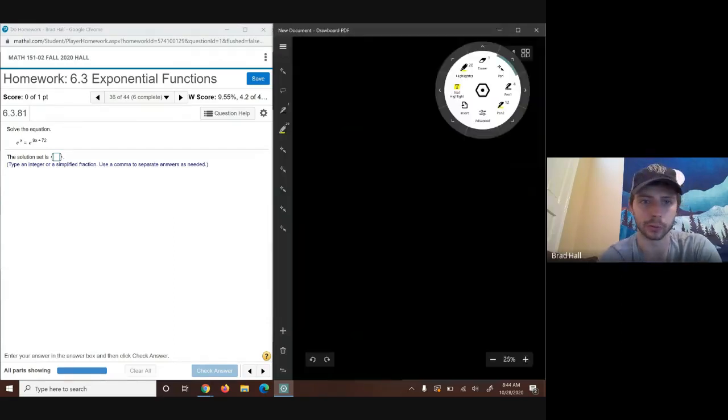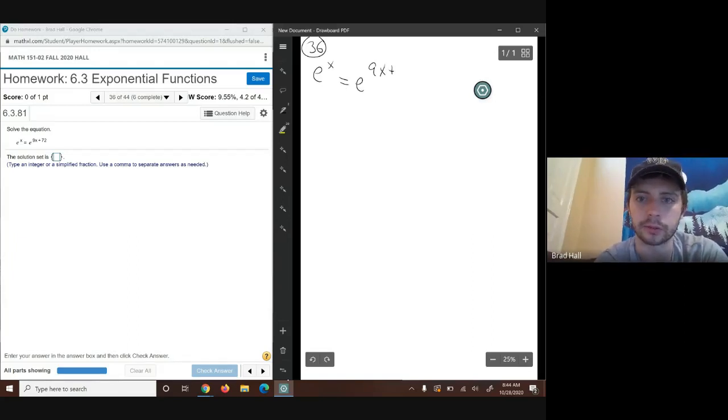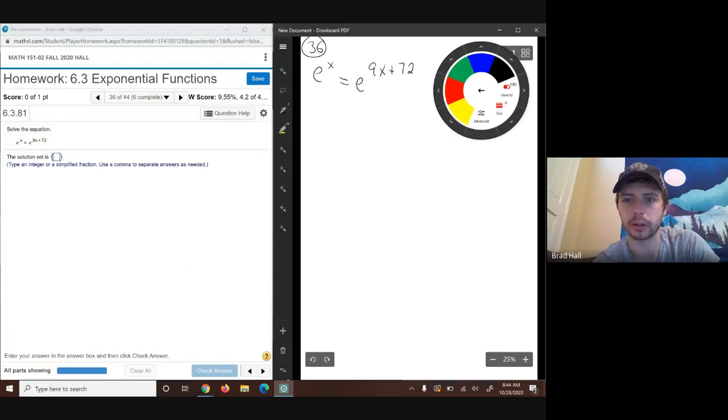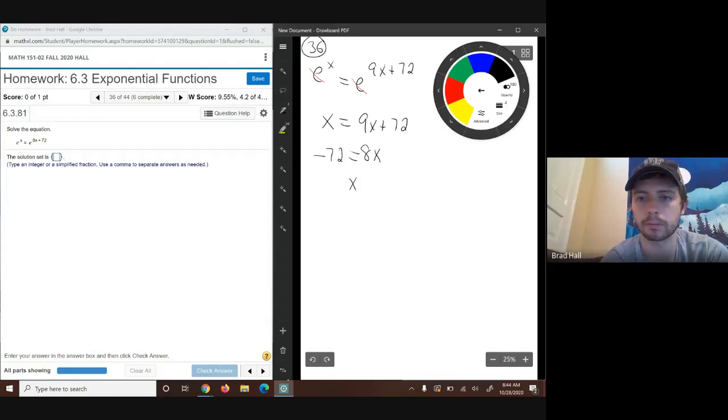You might already see how to do 36, but just in case. So this is 36. e to the x is equal to e to the 9x plus 72. So e, you treat it just like a number. It's not a variable. So in this case, this problem is actually really easy because the e's cancel. And then you're left with x is equal to 9x plus 72. And you can solve pretty quickly from here. It's 8x is equal to -72. What is that, just -9?